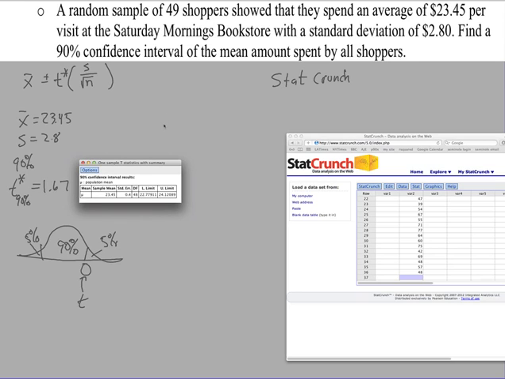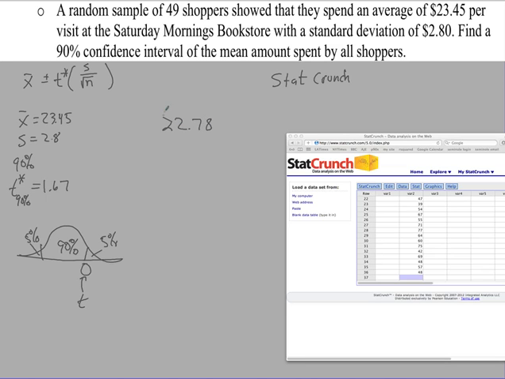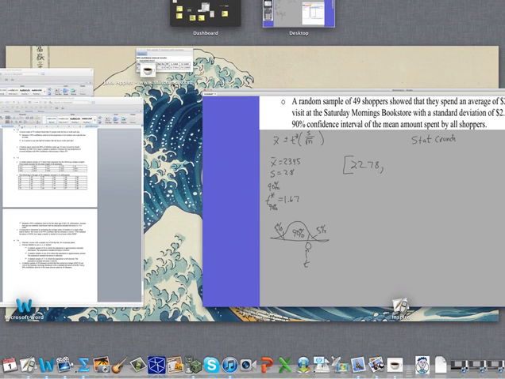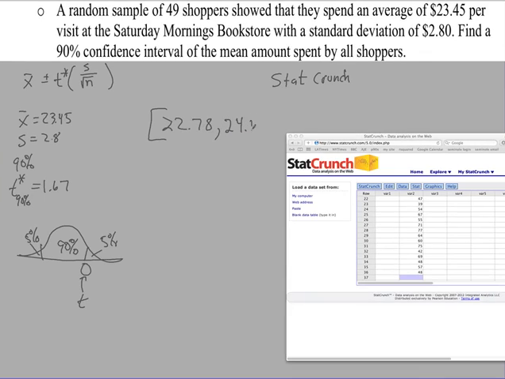So the answer to this would be 22.78 all the way to 24.12. And I'm 90% confident that this interval captures the mean amount, which would be mu, which is the true mean amount of money spent, is in our interval.